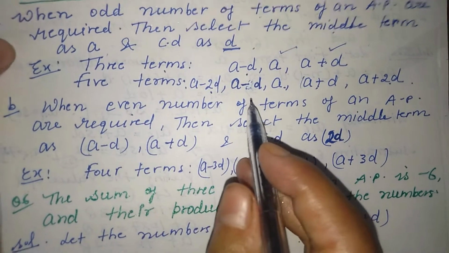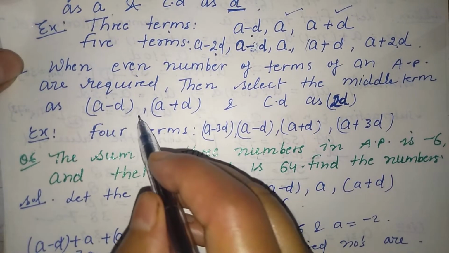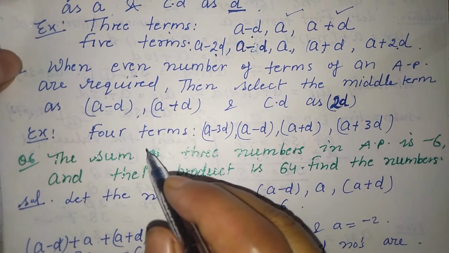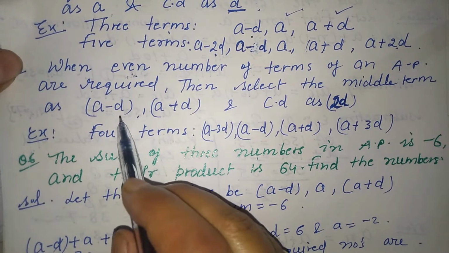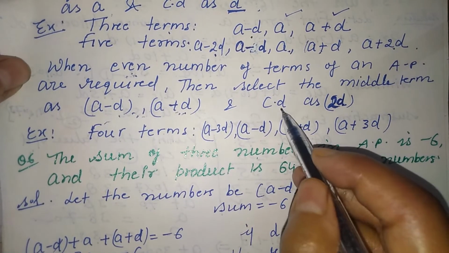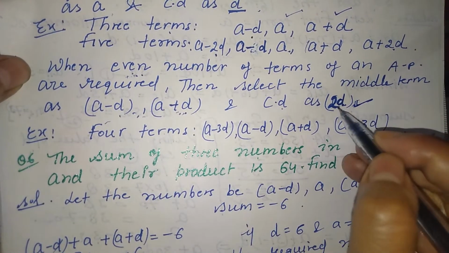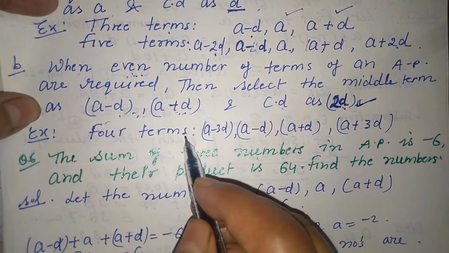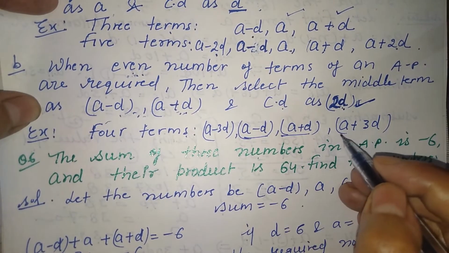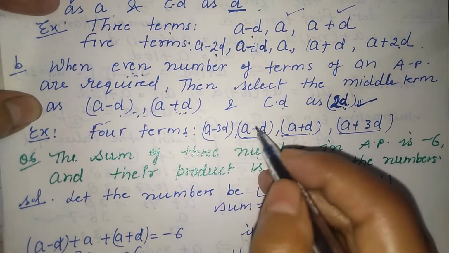When an even number of terms of an AP is required, then select the middle terms as a minus d and a plus d, because this is an even number. So there will be 2 middle numbers in an even number of terms. So a minus d and a plus d, these 2 will be the middle terms, and the common difference is 2d. Since we are taking an even number, we have to take the common difference as 2d. Suppose you want to choose 4 terms. So the middle terms are a minus d and a plus d. On the right side 2d will be added, on the left side 2d will be subtracted. So a plus 3d and a minus 3d.